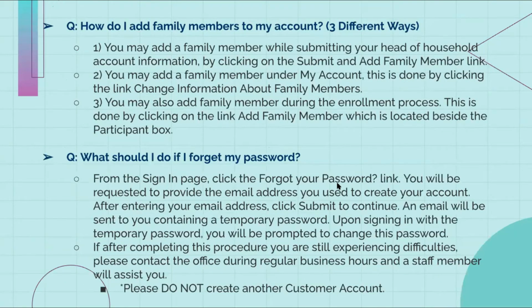Moving on, another question that's frequently asked is how do I add family members to my account? So there's three different ways you can do this. You can add a family member while submitting your head of household account information by clicking on the submit and add family member link. A second way is to add a family member under my account. This is done by clicking the link change information about family members. And the third way is to add family members during the enrollment process.